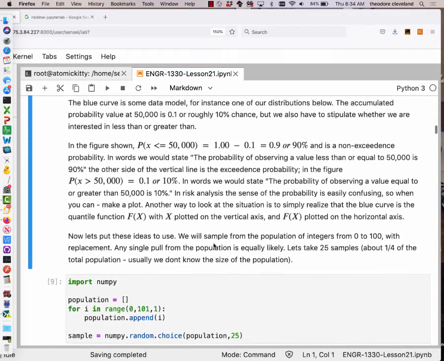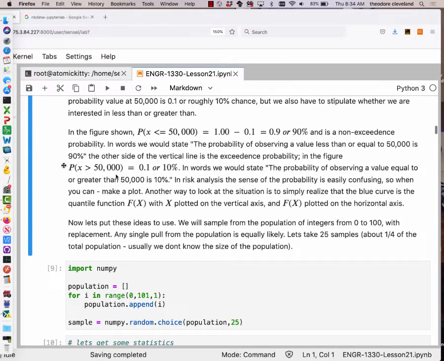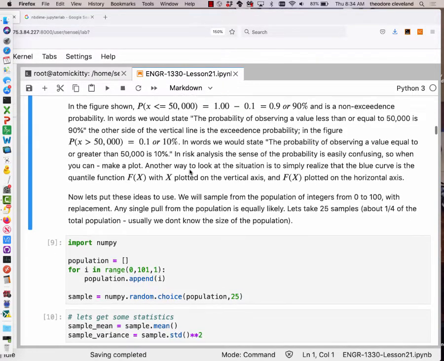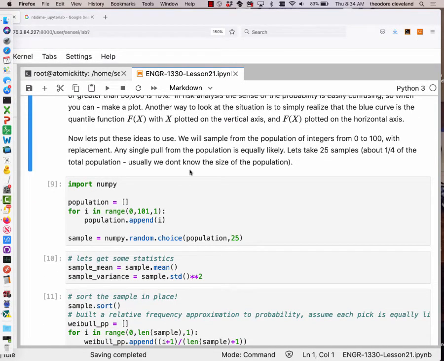So in the figure shown, we would write that the probability of observing x less than 50,000 is 1 minus 0.1, or 90% non-exceedance. The probability of x bigger than 50,000 is 0.1, or 10% exceedance. And then you can read the words there yourselves faster than I can read them to you. Another way to look at it is to simply recognize that the blue curve in that is the quantile function F of capital X, with x plotted on the vertical axis and the quantile plotted on the horizontal axis.